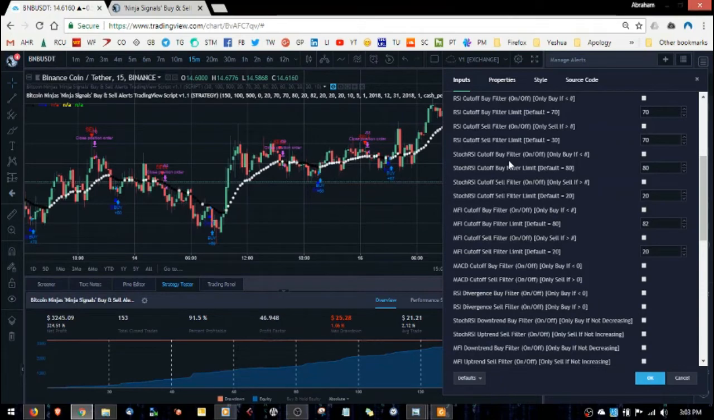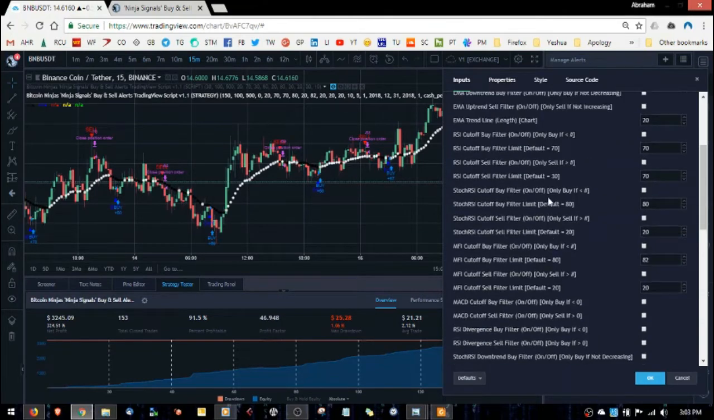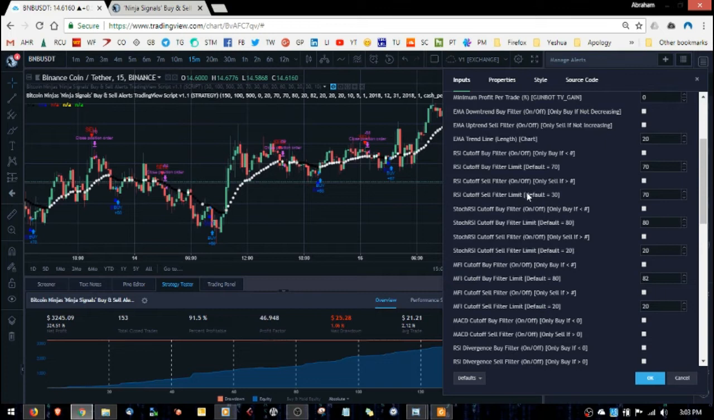Next up, we have our stochastic RSI cutoff buy and sell filter. It's very similar to the RSI cutoff buy and sell filter, except stochastic RSI has a stochastic oscillator applied to RSI, causing it to hit its maximums and minimums a lot more frequently than RSI. As many of you probably know, RSI is a much slower indicator. It takes a long time for RSI to go all the way down from oversold conditions around the level of 30 all the way up to overbought conditions at a level around 70.